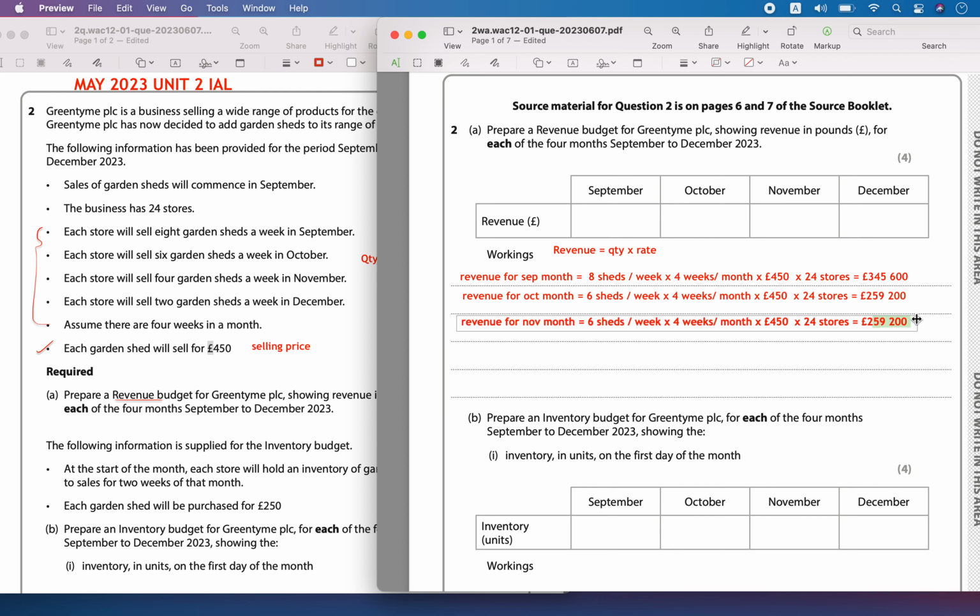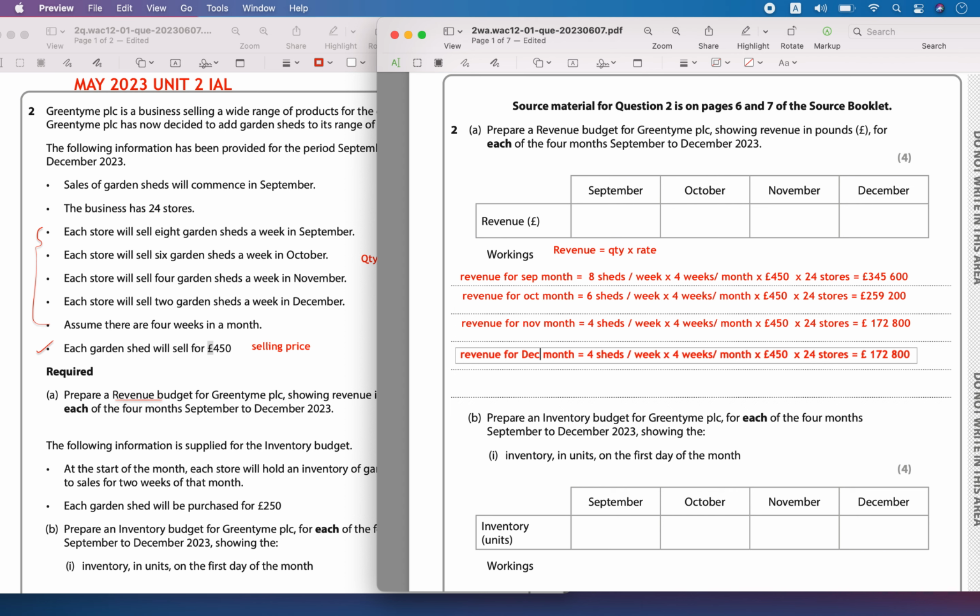Now let's calculate the revenue for the month of November. For the month of November, they are able to sell 4 garden sheds. So 4 into 4 weeks in the month, which covers the total quantity sold in a month, into 450 across 24 stores. That is equal to 172,800 pounds.